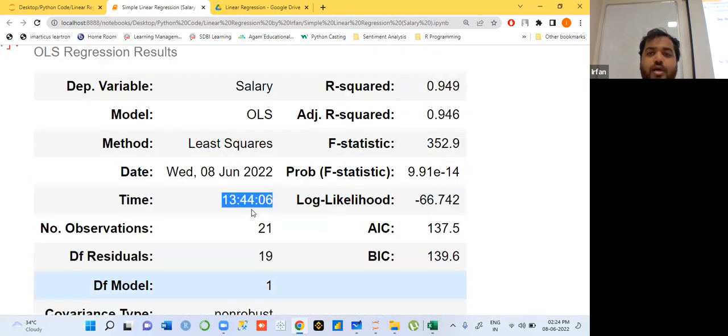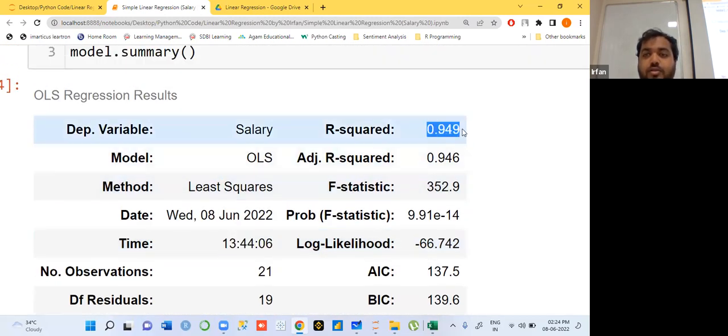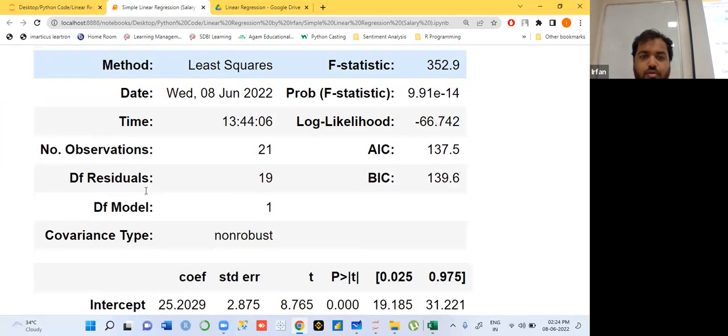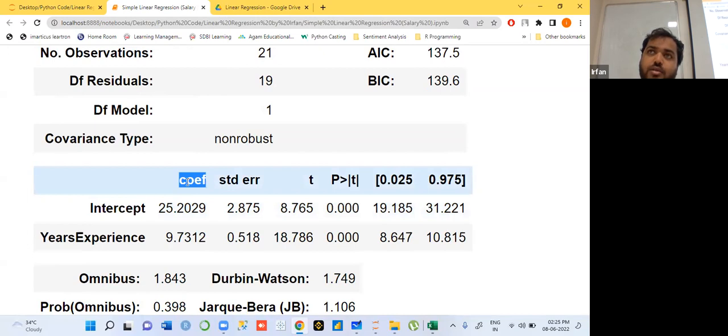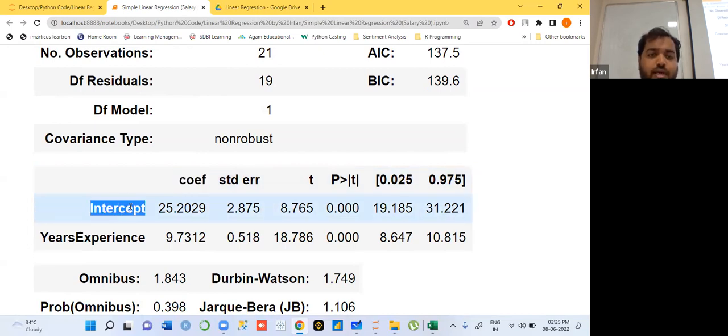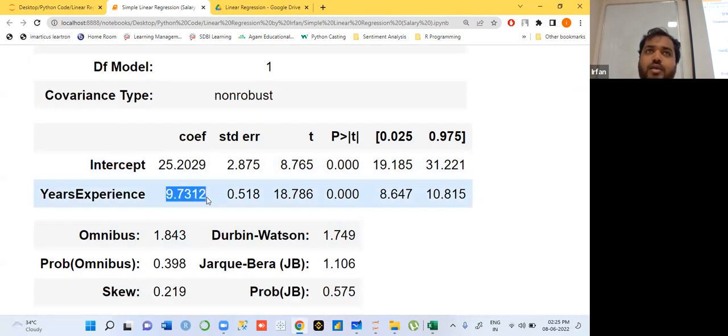Next, what is R square, guys? How much percent over here? 94%. Good or bad? Good. What is the range of R square? Guys, I'm just making you cross-check all the numbers with the theory. Okay. Now we have intercept. Intercept means beta naught. Coefficient means the value. What is the intercept value? 25.2. What is the beta 1 value? 97.